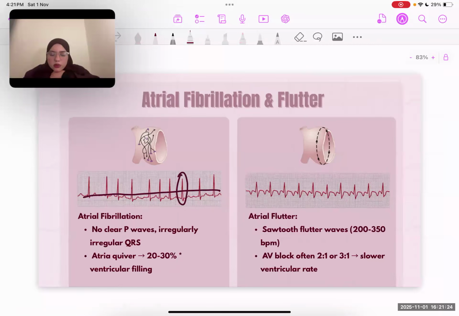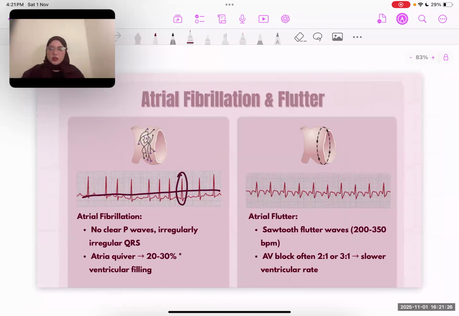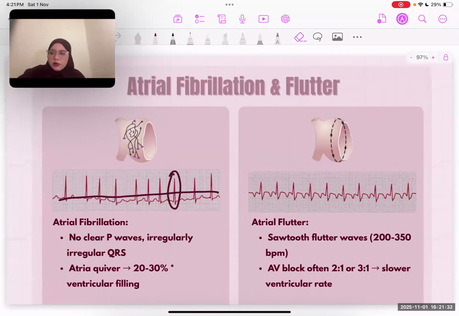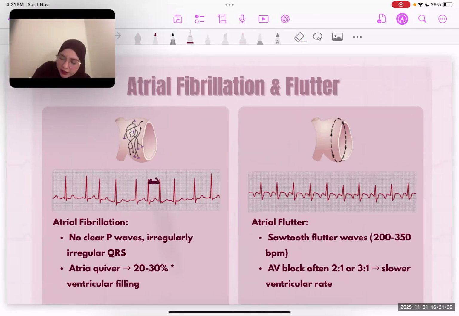So with atrial quiver, it's only going to affect 20 to 30%. Irregularly irregular. Is this regular? Are all the intervals between them regular? No, right? So that's one irregular. Are all of them at the same point? No. So irregularly irregular. Makes sense?